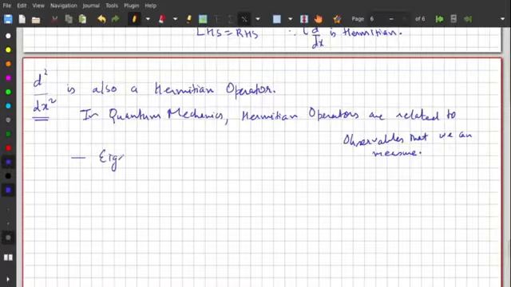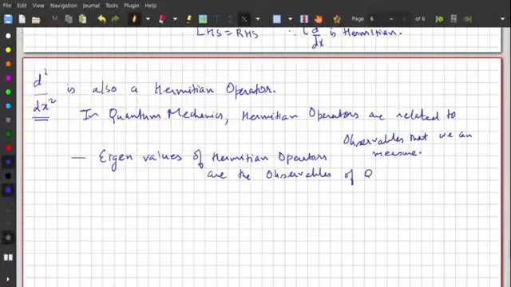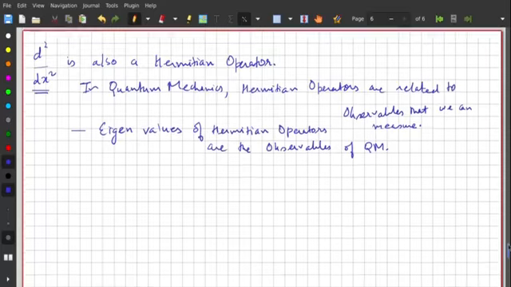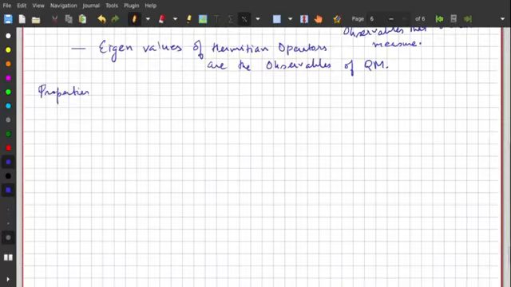The eigenvalues of Hermitian operators are the observables of quantum mechanics. Okay, and this follows from a very important fact that we will just see. There are some very interesting properties of Hermitian operators. I will write that down. The properties of Hermitian operators.